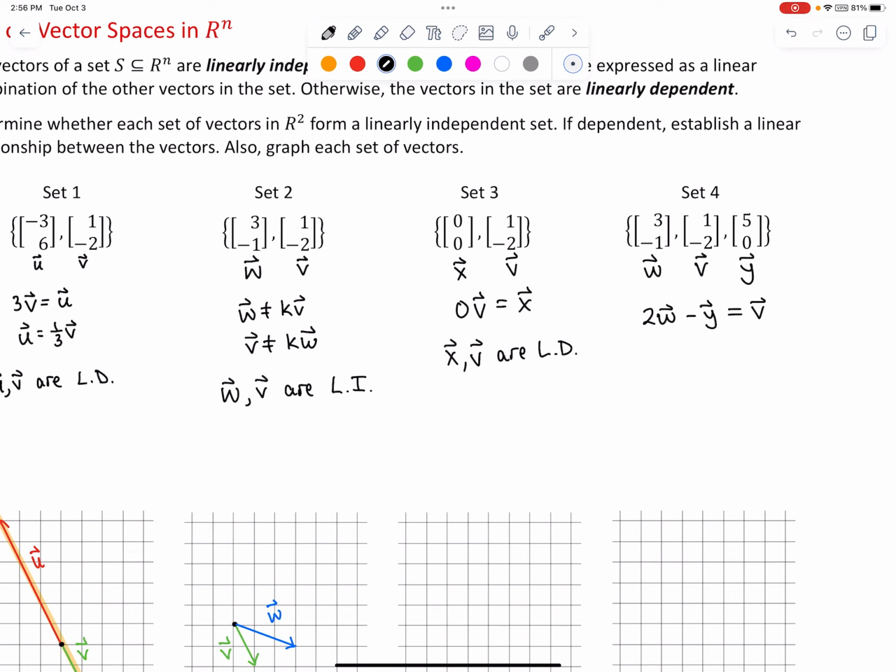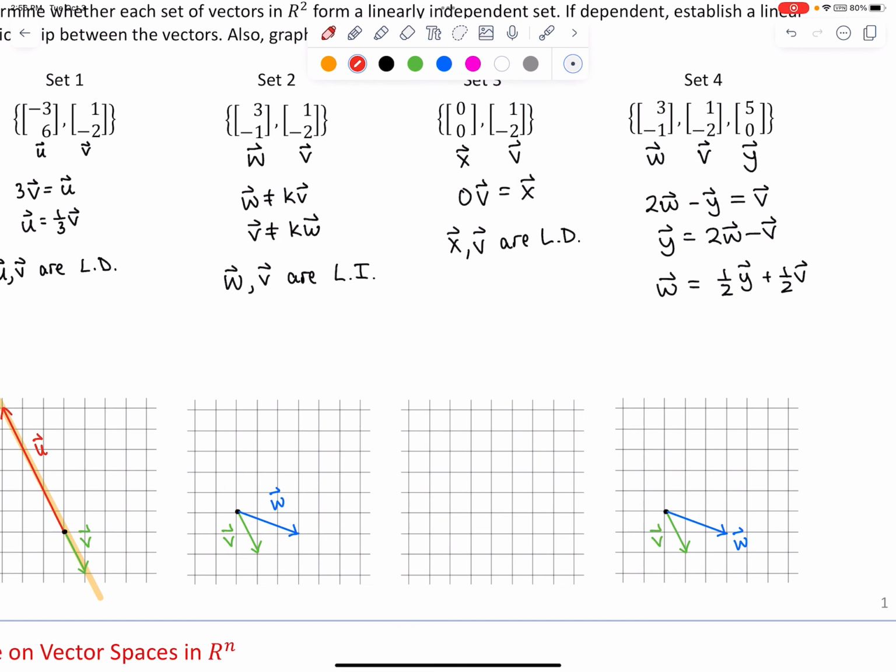Once you have this equation, though, you can solve it for any of the vectors w or y. If I solve for vector y, I get vector y is equal to 2 times vector w minus vector v. And if I solve this for vector w, I get vector w is equal to 1/2 of vector y plus 1/2 of vector v. Therefore, we can express all of the vectors in the set as linear combinations of the other two. Now, graphically, what's happening?